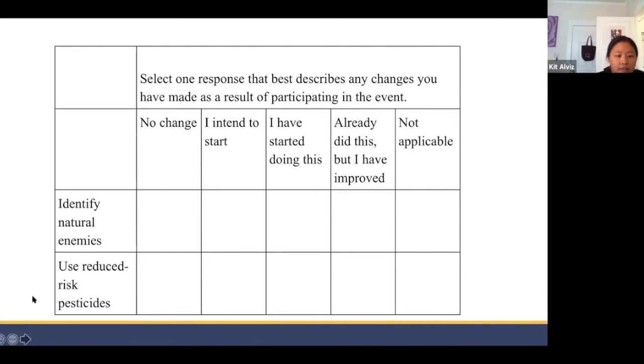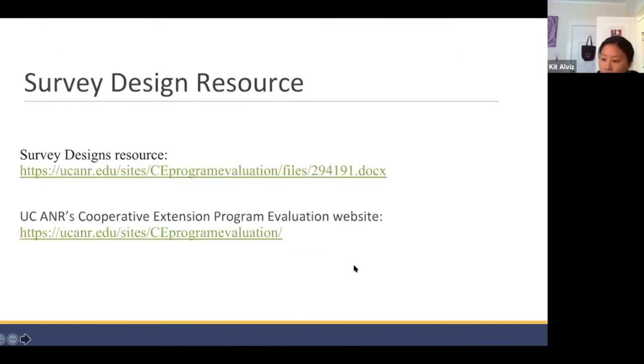All right, next slide, please. And yes, Catherine mentioned in the chat, we encourage focusing energy on follow-up surveys so you can measure actual self-reported behavior change. And these slides were adapted from a resource that we, UCANR Program Planning and Evaluation, put on our Cooperative Extension website. Lots of additional resources on that.